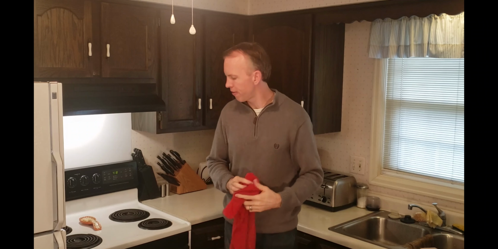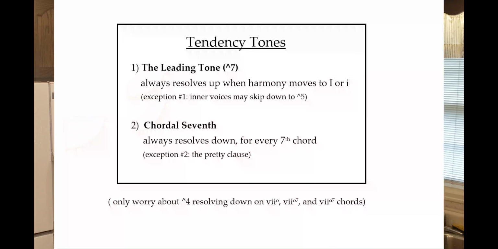So I'd still like to clarify the two tendency tones are, one, the leading tone, scale degree 7, that wants to resolve up when harmony is going to 1. Our second tendency tone is the chordal 7th, and that is of any chord. Any 7th chord has a chordal 7th, and therefore that chordal 7th is going to want to resolve down no matter where we are in our harmony.